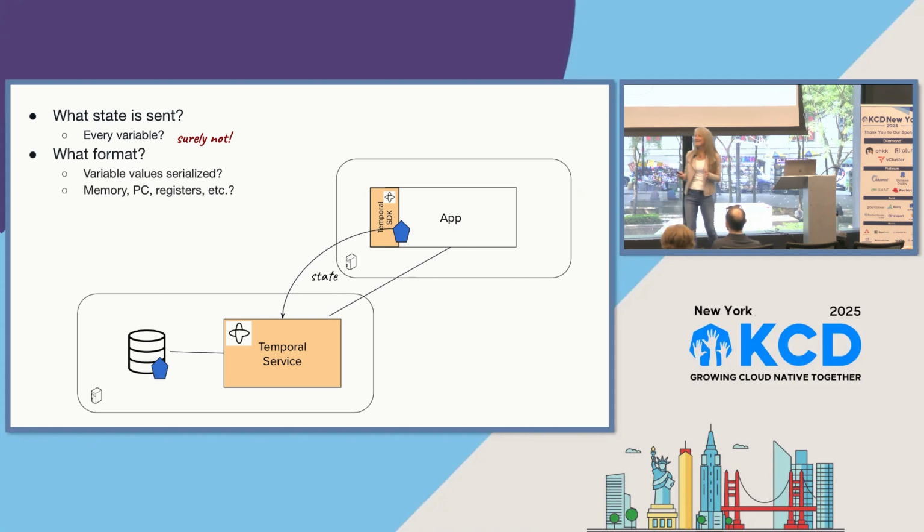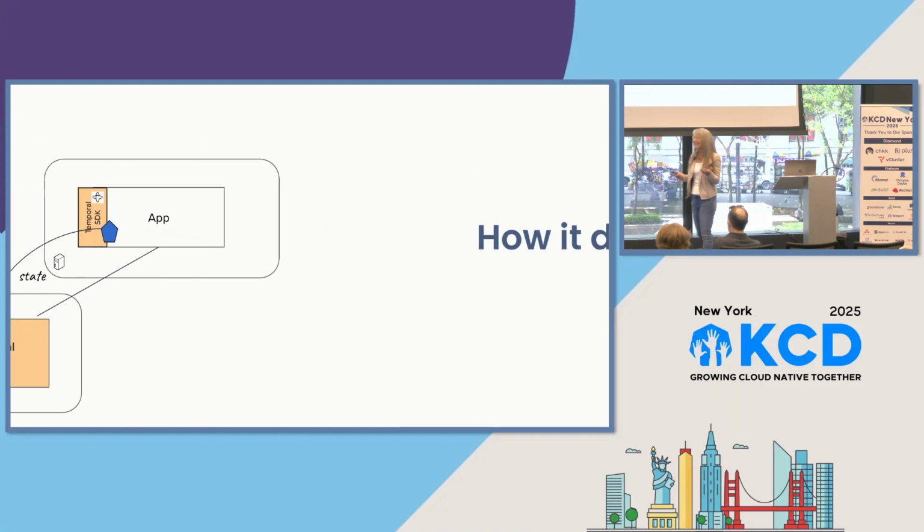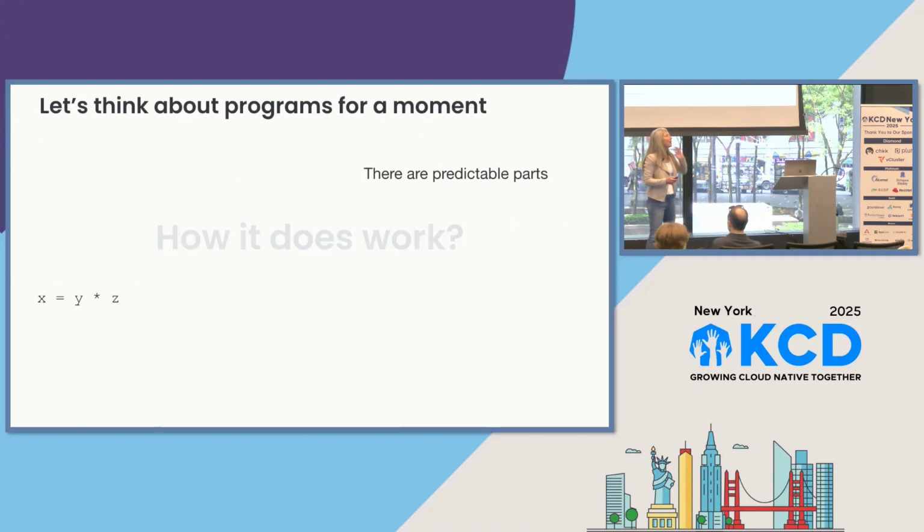What format? Is it serializing that state? Is it taking those variables and creating a JSON payload or some kind of serialization? Or is it taking memory snapshots? And I thought, memory snapshots? Nah, can't be doing that. It doesn't. And how often does it do it? Does it do it on every single variable, every single instruction? What did I say? Surely not. And it doesn't. But I am going to show you how it does work.